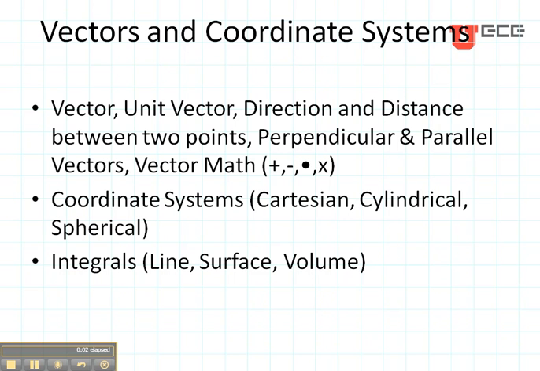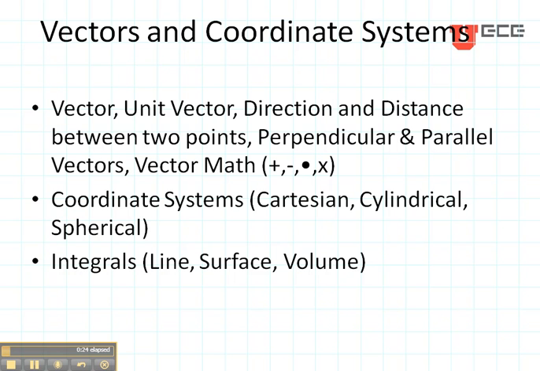Now let's just review what we've done in this lecture. We've learned what a vector is, and a unit vector and how to compute them, how to find the direction and the distance between 2 points, how to use the dot product and the cross product to find vectors that are perpendicular and parallel, and how to do the vector math that includes adding and subtracting vectors, doing the dot product and the cross product.